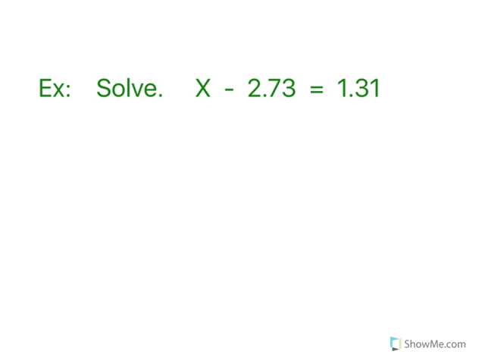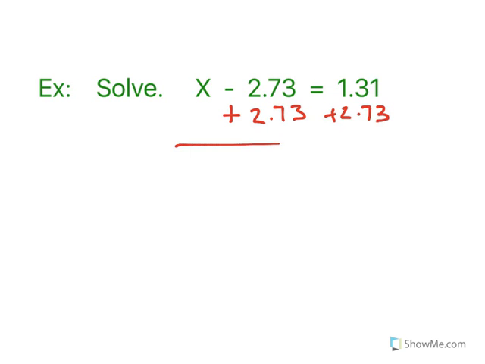So the first example says x, so some number, minus 2 and 73/100 equals 1 and 31/100. Again, I'm going to think of the opposite operation. The opposite of subtraction is addition, because I have to get my x by itself. I have to get rid of that minus 2 and 73/100. So I'm going to add, do the opposite, 2 and 73/100 to both sides.